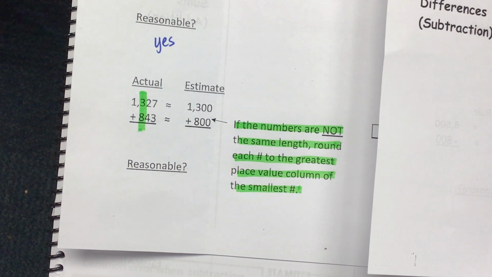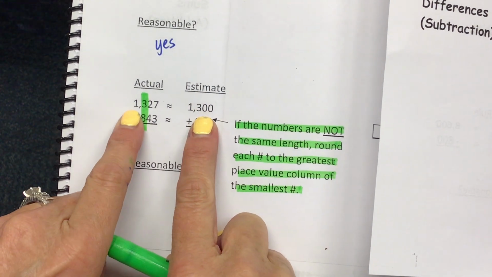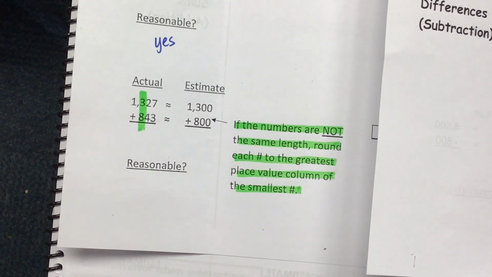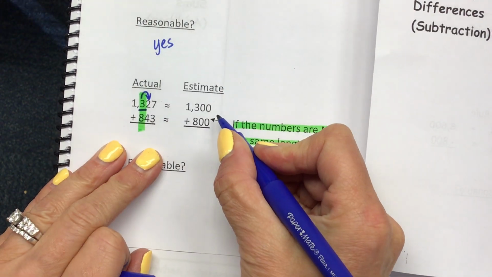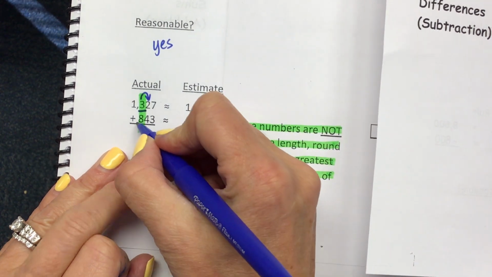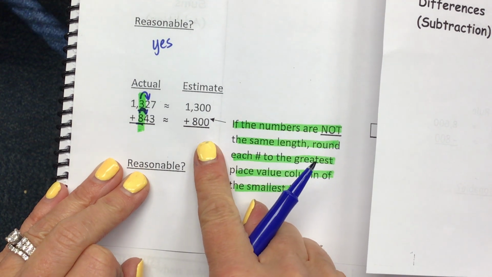You have to round them to the same place value column. Okay? So we can't round them to the thousands. So 1,327, actually, we round it to the hundreds place. So go ahead and follow your rounding steps. Look to the right. It's 1,300. And then 843, follow the rounding steps. Look to the right, rounds to 800.